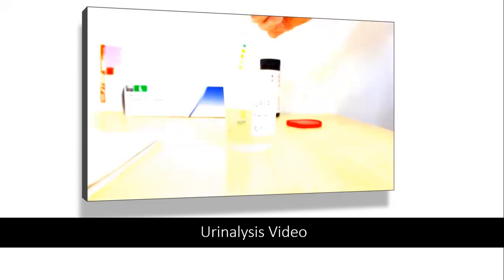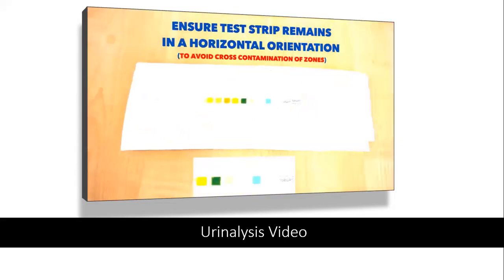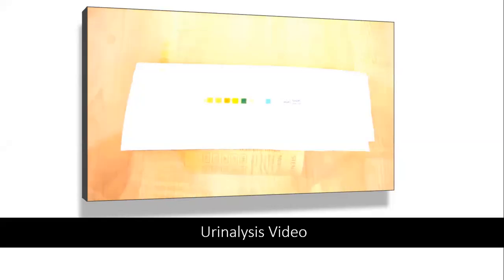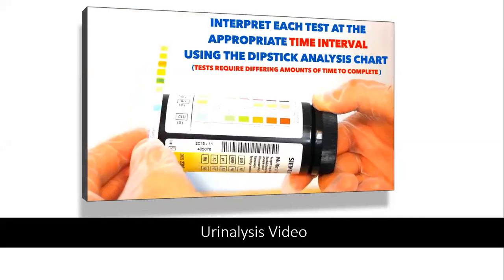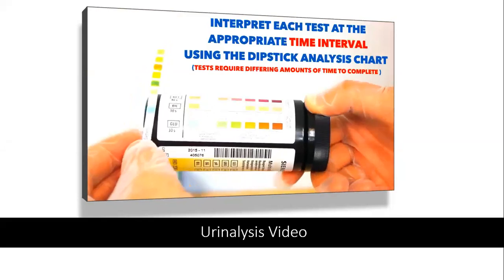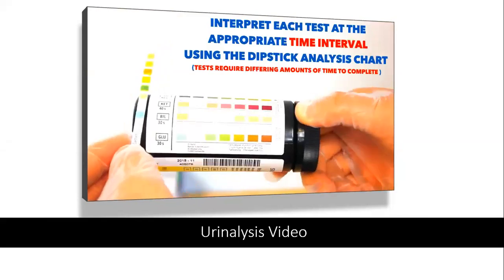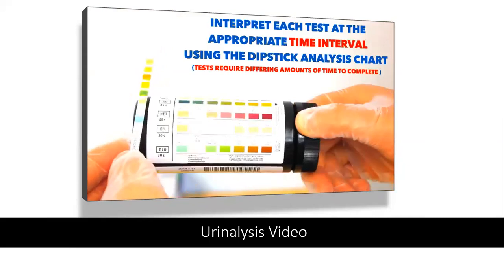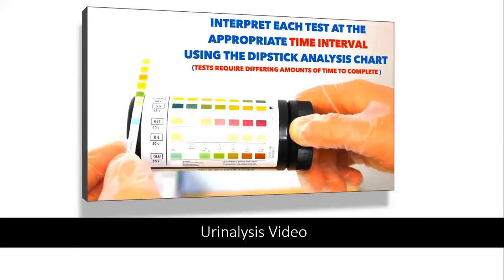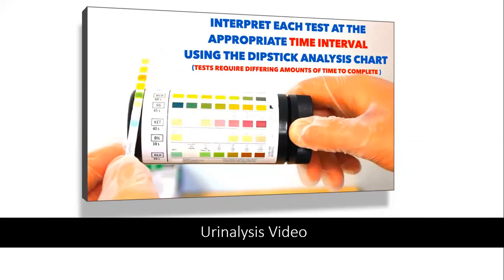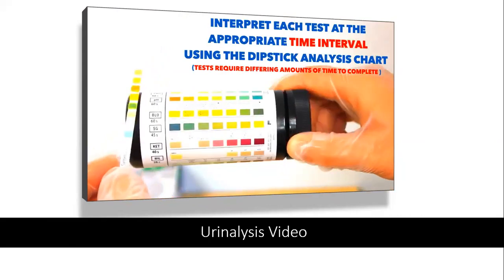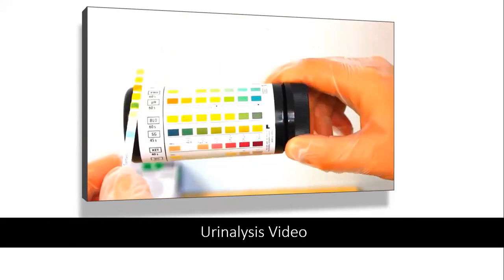After removing the dipstick from the urine sample, you can compare with the colors of the dipstick control. So you can compare between the colors to determine whether there is glucose, ketones, blood, pH, or protein.